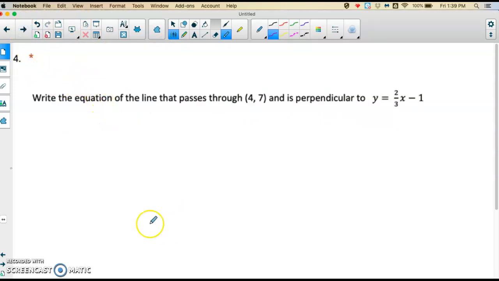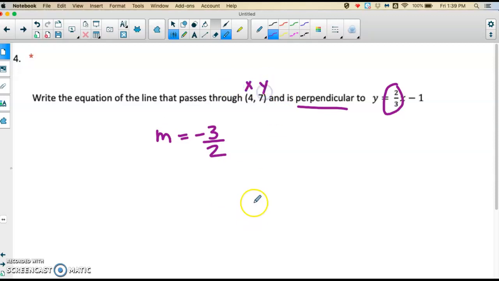And then number 4, write the equation of the line that passes through (4, 7) and is perpendicular to y equals 2/3 x minus 1. Well, we've got to look at the slope here. The slope is 2/3, and since it's perpendicular, that's your opposite reciprocal. So m equals a negative 3/2. This is your x, and this is your y.